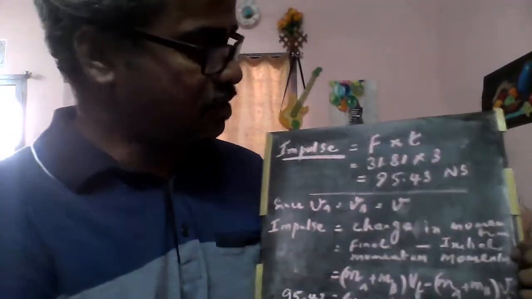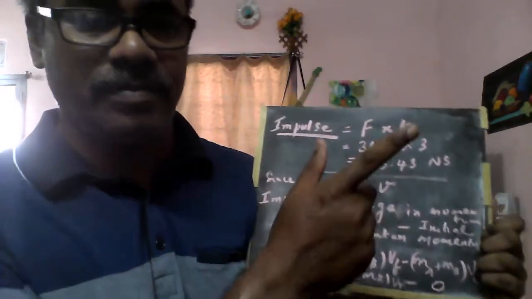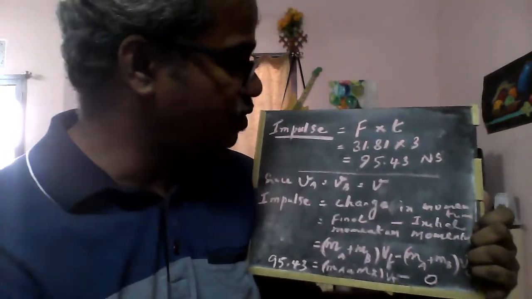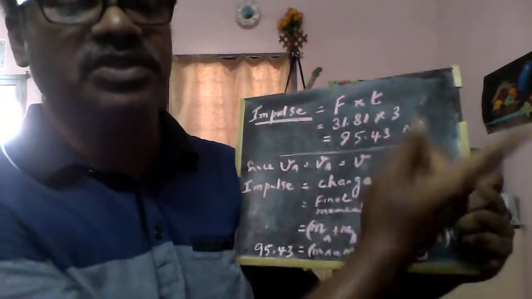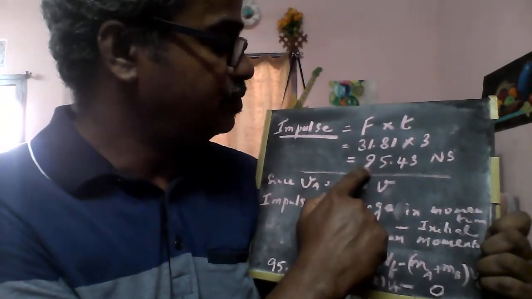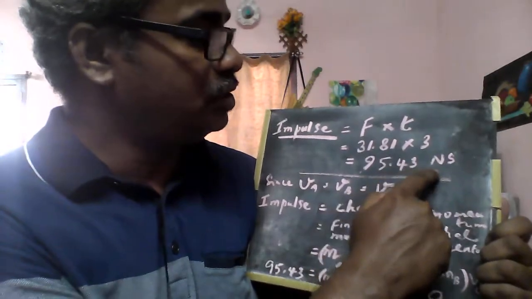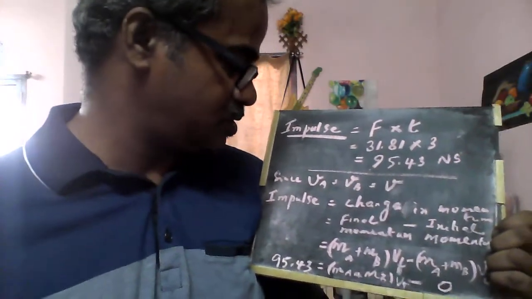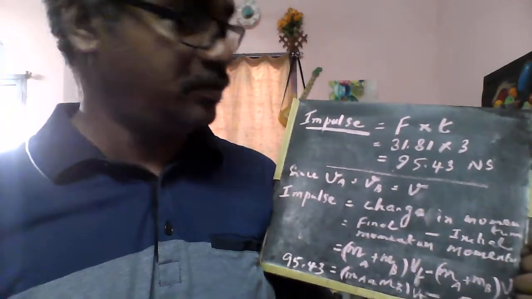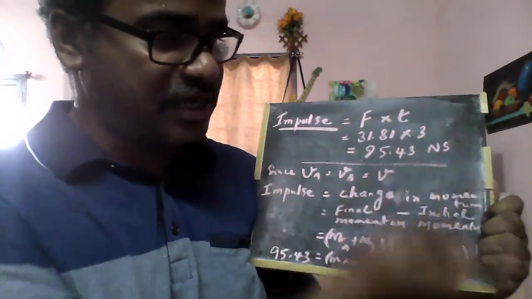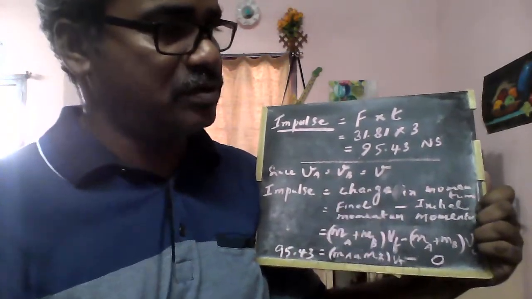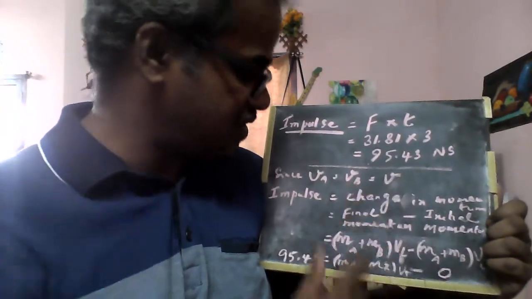By using the impulse momentum principle, first of all you have to find the impulse. How do you find it? That is force into time. The force we have found already is 31.81, into 3 seconds. After 3 seconds, the impulse is 95.43 newton seconds. To find the final velocity, since VA and VB are equal to V, both bodies are tied together, so body A and body B have the same velocity V.